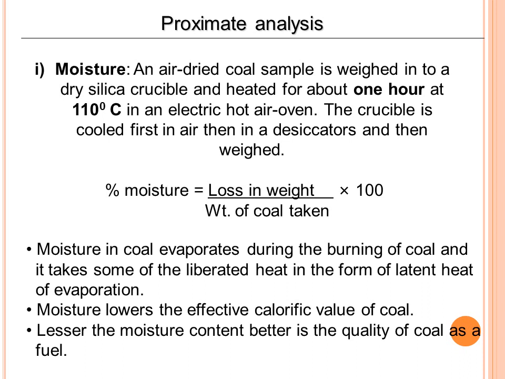Whenever coal burns, moisture will evaporate. During its burning, that moisture will require some heat, and from where will it be taken? It will be taken from the burning of the coal. So indirectly it will reduce the calorific value of the coal. One more thing, the steam will carry the latent heat of evaporation. So moisture will lower the effective calorific value of coal. So the less moisture there is, the better the quality of coal.